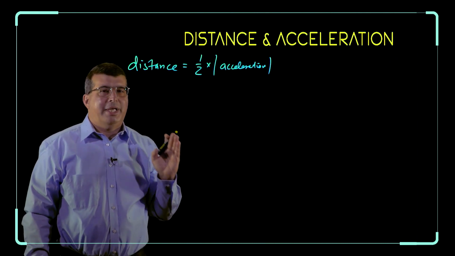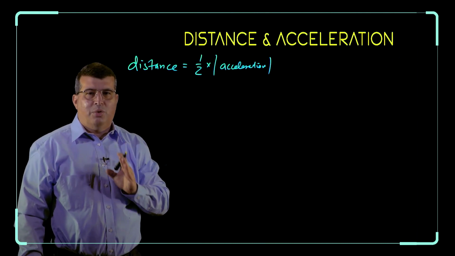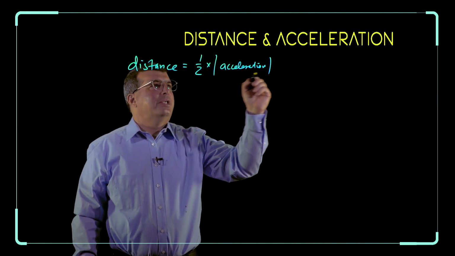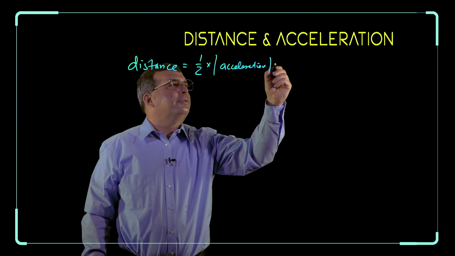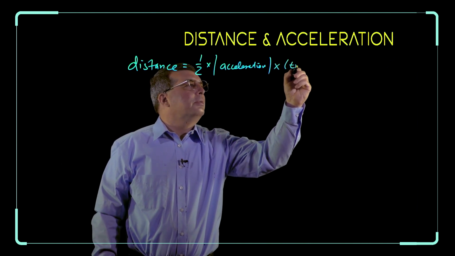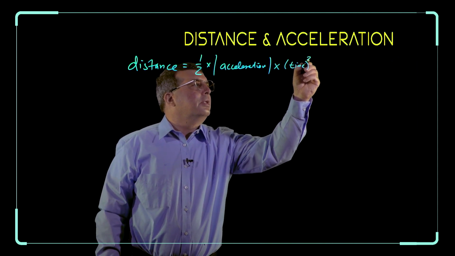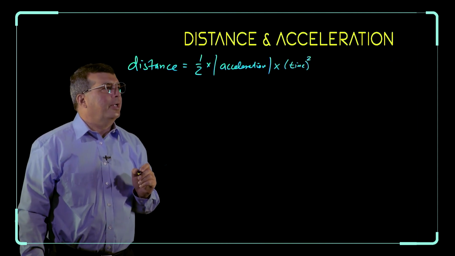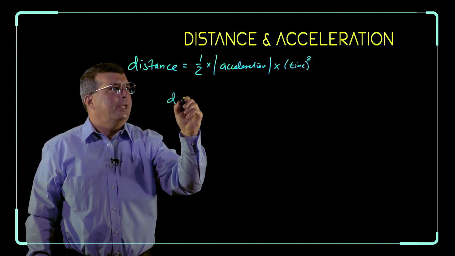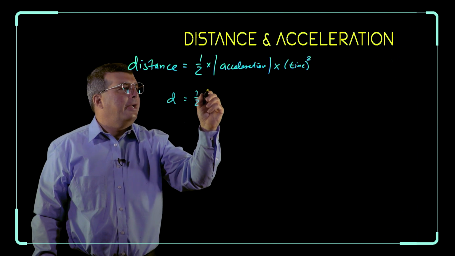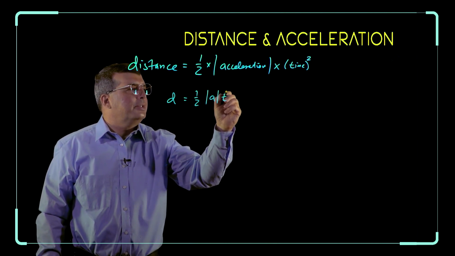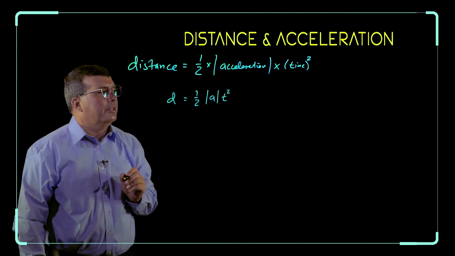These bars here mean absolute value. That means ignore any minus sign. You can drop any minus sign. So distance is 1/2 times the absolute value of acceleration times time squared. Okay, that's a rather long equation. In symbols, it would be d is equal to 1/2 the absolute value of acceleration times time squared.